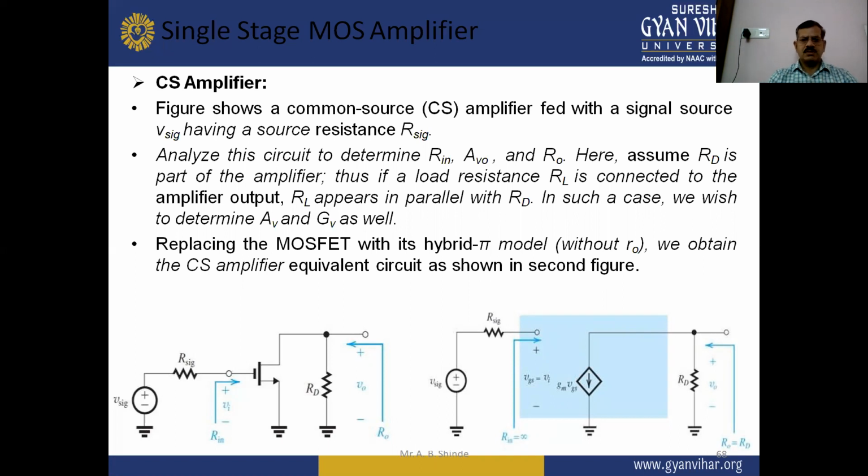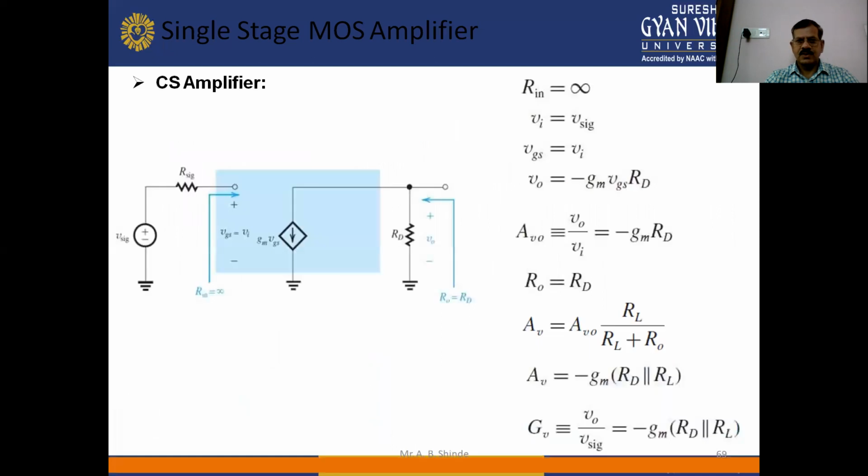So replacing the MOSFET with its hybrid pi model without r_o, we obtain the common source amplifier equivalent circuit as shown in the second figure. In this figure, R input is equal to infinity, V input is equal to V signal, VGS is equal to Vi, and V output is equal to minus gm VGS RD. So A_vo equal to V output upon Vi equal to minus gm RD, and we also have A_v equal to minus gm (RD parallel to RL). So G_v equal to V output upon V signal equal to minus gm RD into RL upon RD plus RL.